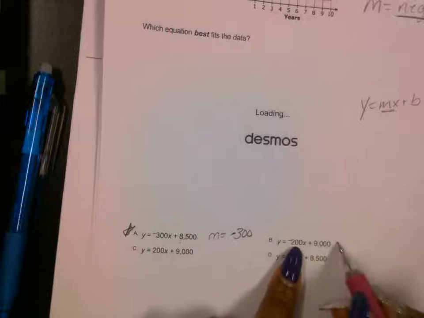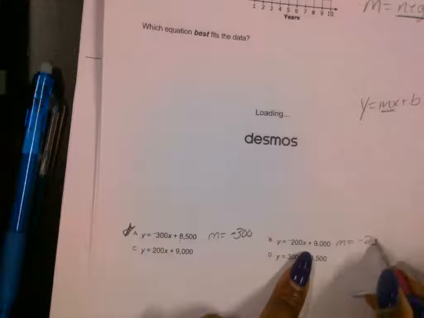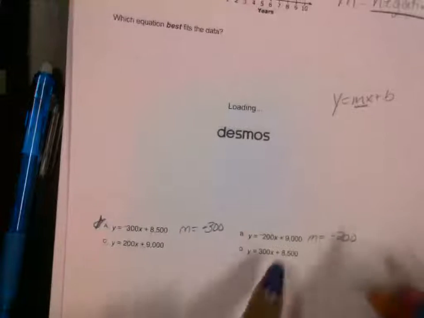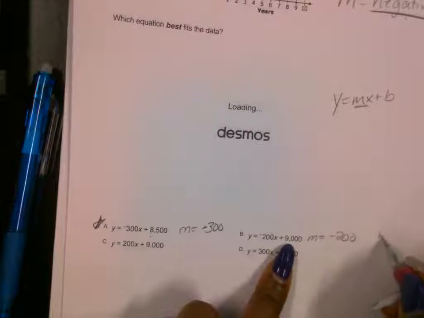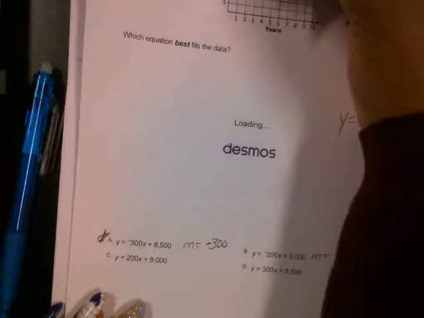What's your M here? Is it a negative or positive number? What is it? It's negative 200, Edwin. Yeah. All right. And is it possible that your B could be 9,000 right here? It's possible.